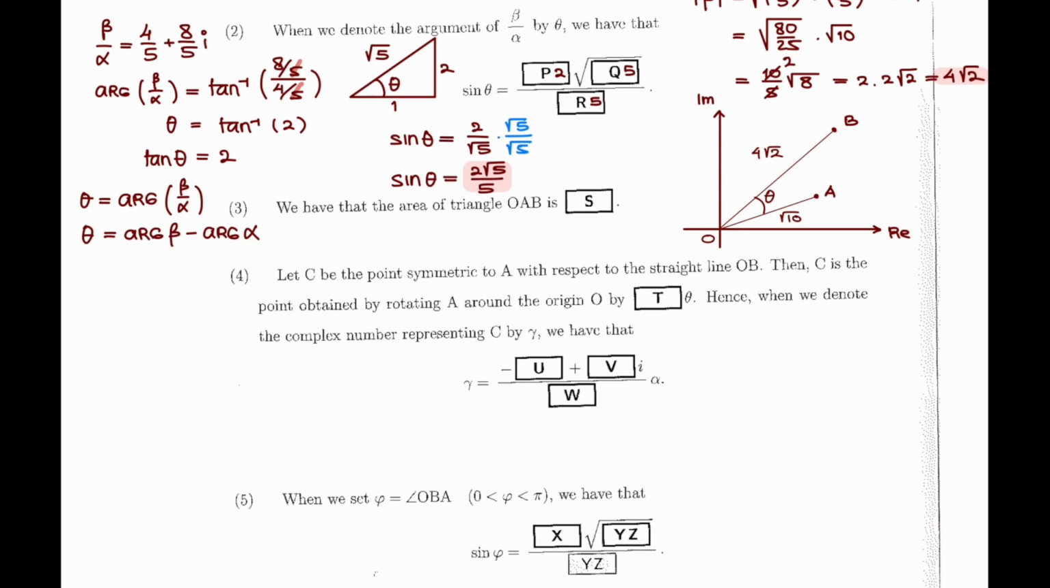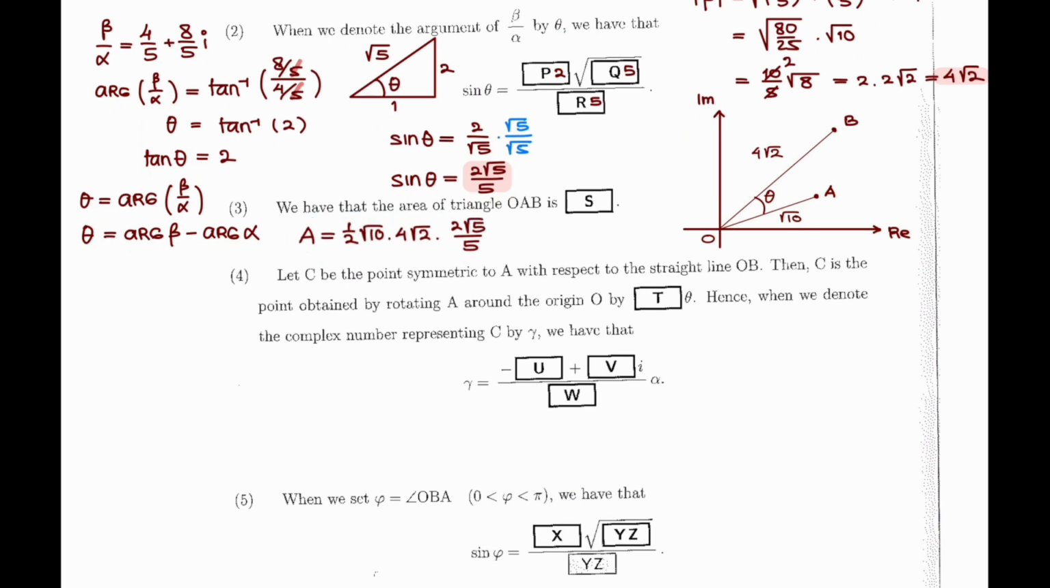Now, from this illustration, I think it is easy for you to find the area of triangle OAB. You already know that OA is square root of 10 and OB is 4 square root of 2. If you remember, to find the area of a triangle, we can use the formula half times a times b times sine C. So half times square root of 10 times 4 square root of 2 times sine theta. Of course, we already found sine theta, which is 2 square root of 5 over 5.